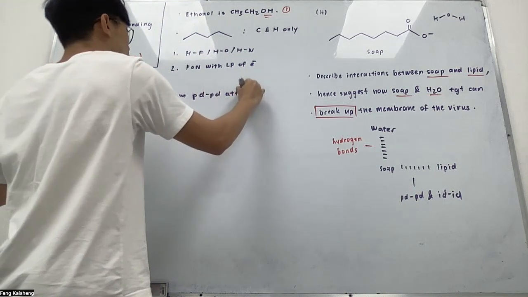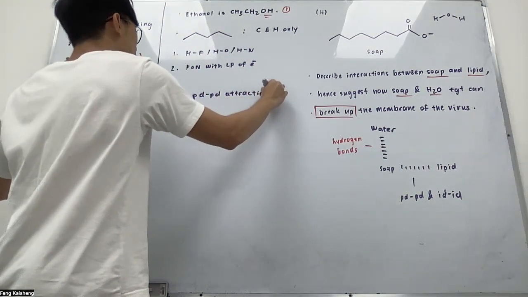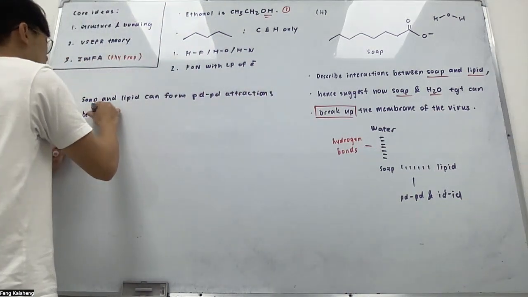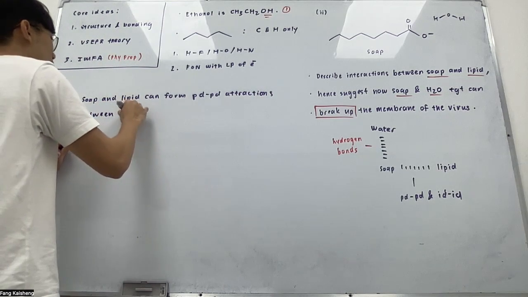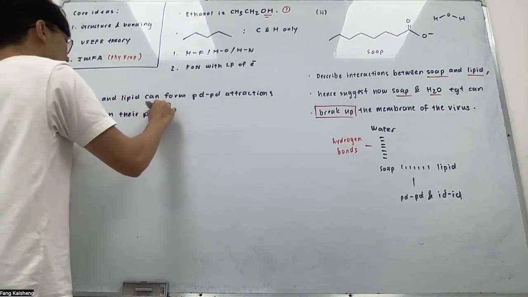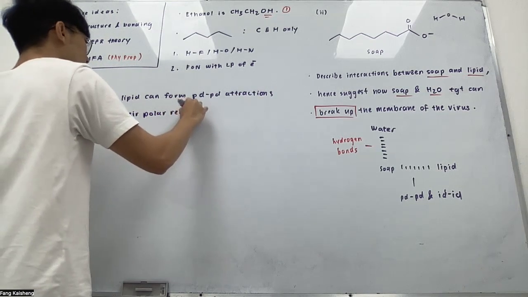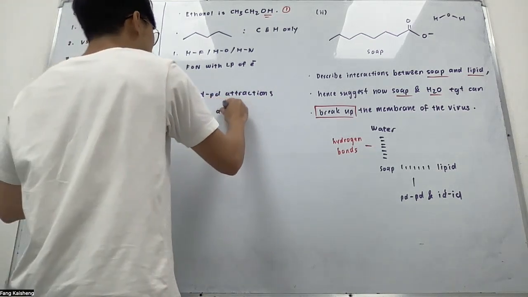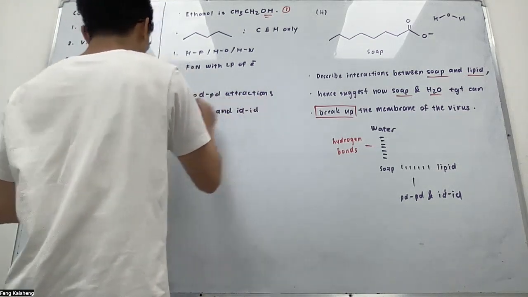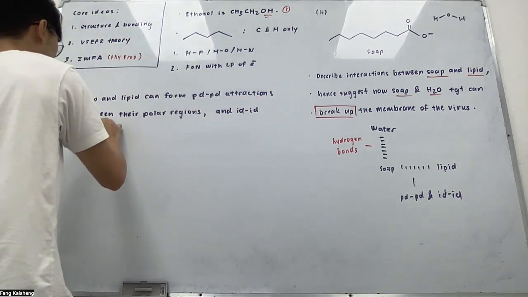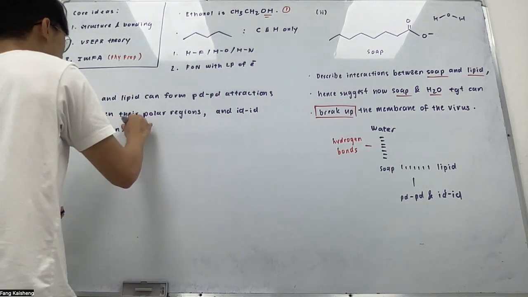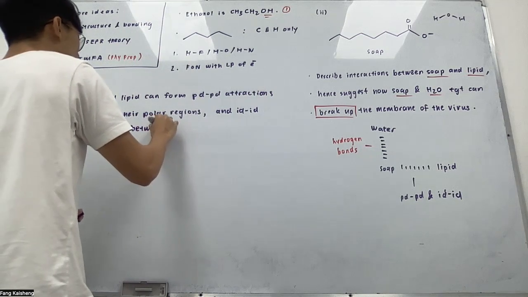It is the part that a lot of students will specify. Okay, you can form PD-PD attractions between their polar regions. Okay, you can basically just mention this. Okay, and ID attractions, okay, between the non-polar alkyl groups.